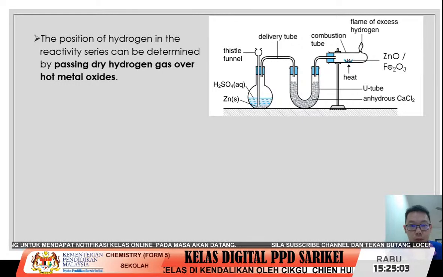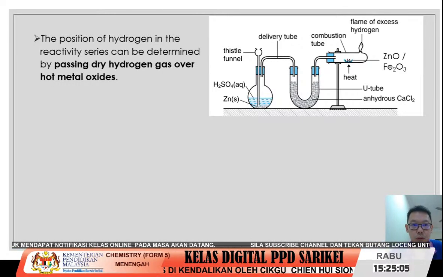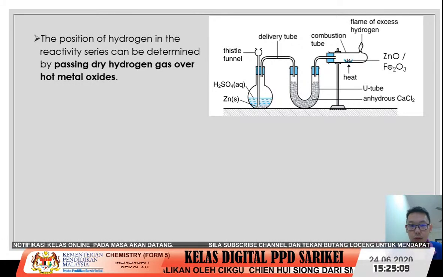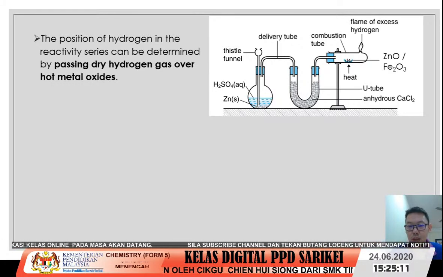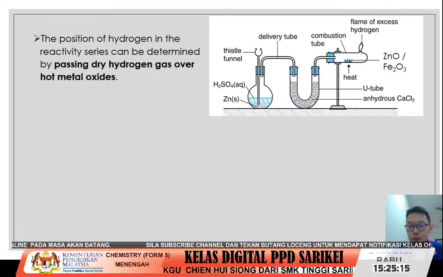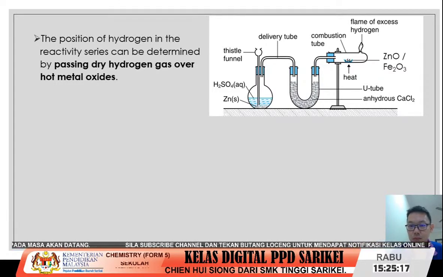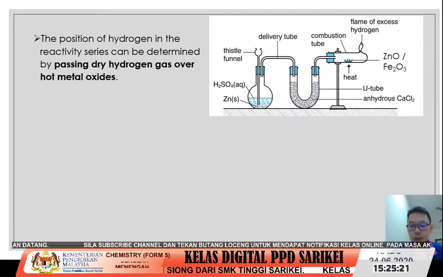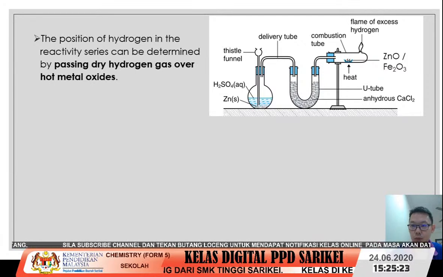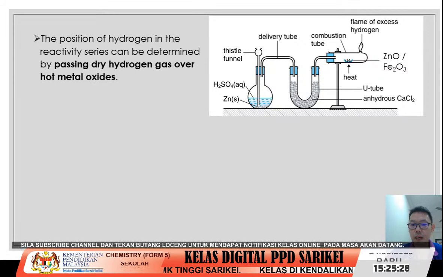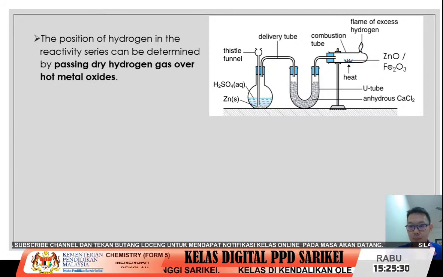Now let's see how to find out the position of hydrogen in the reactivity series. The diagram here shows the setup of apparatus that can be used to determine the position of hydrogen in the reactivity series. We choose zinc oxide and iron(III) oxide to react with hydrogen gas in this experiment.